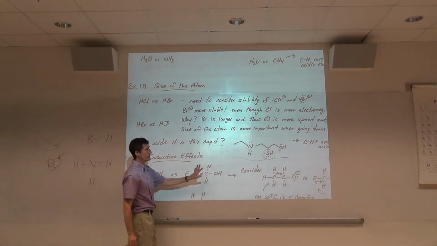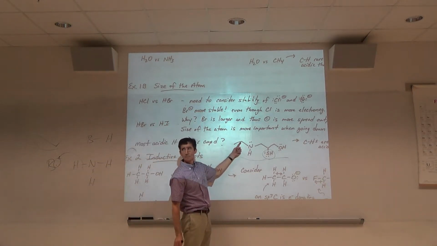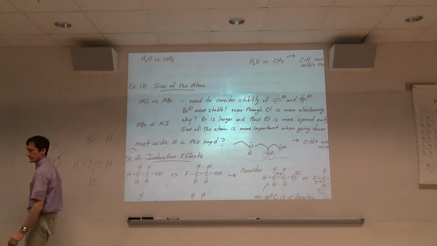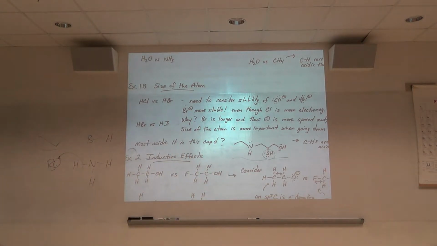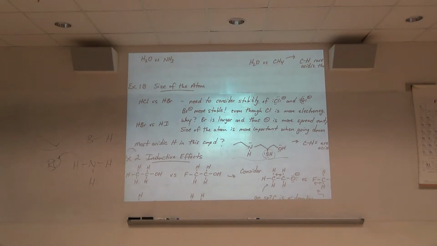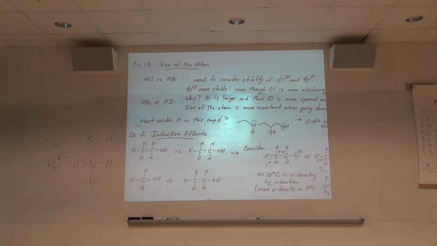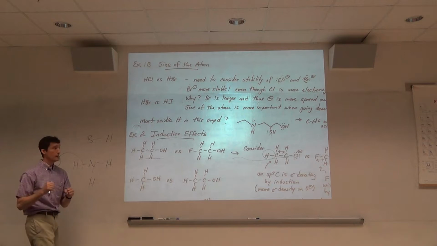Now your CHs typically aren't that acidic. You think you're going to want to make a C minus? No. It's a very special case. Well, there's lots of special cases. But in general, your acidic H is on heteroatoms, because your heteroatoms are more electronegative. Okay, the second is inductive effects. I already said what inductive effect is. It's basically electronegativity. Okay?